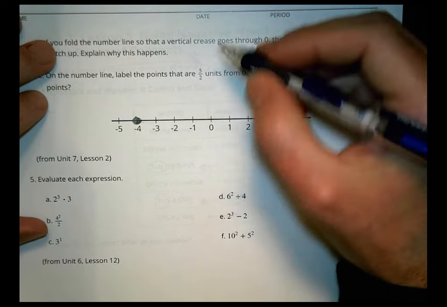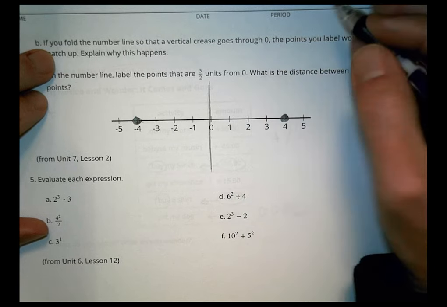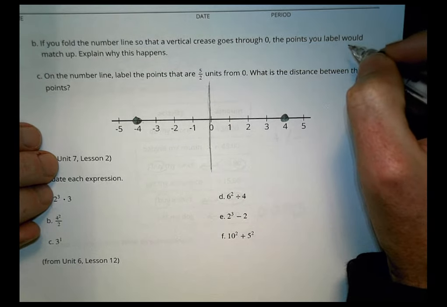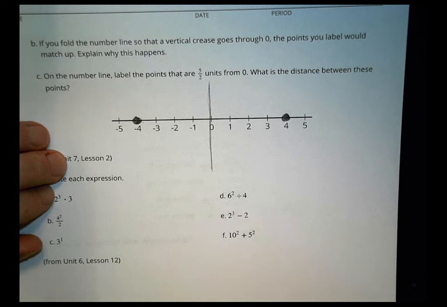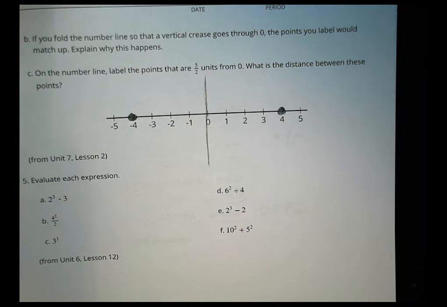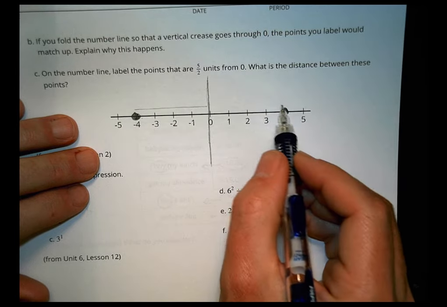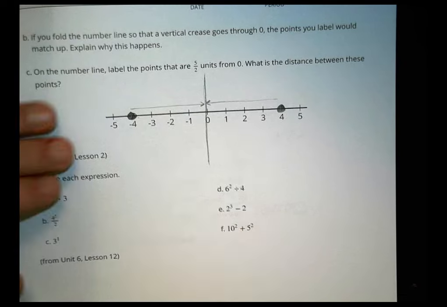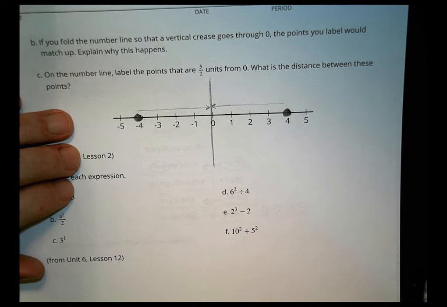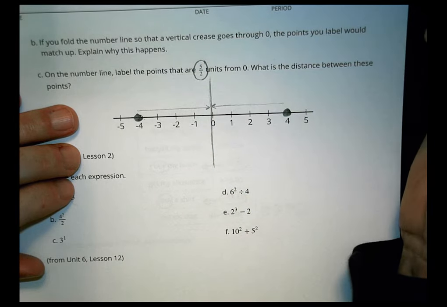If you fold the number line so the vertical crease goes through 0, right there, if you fold that up, the points you label will match up. Explain why that happens. So if you fold this, why do those points line up? And again, the reason for that is that they are an equal distance from 0. In fact, they are equal means they are the same exact distance from 0, which is why they're going to line up there.